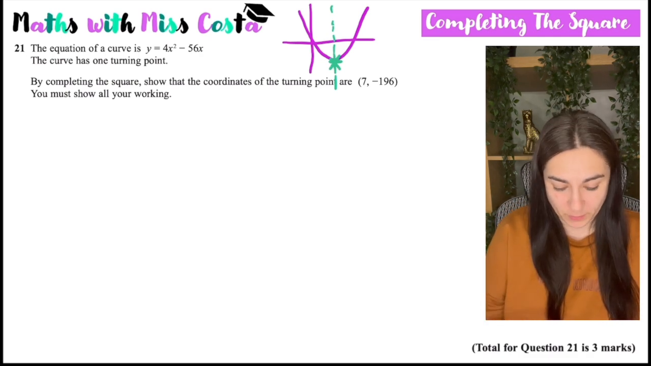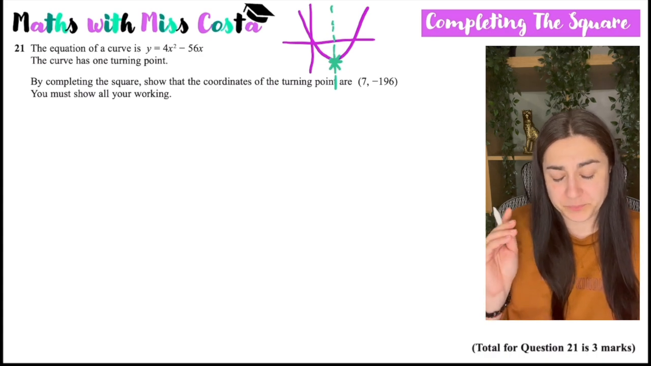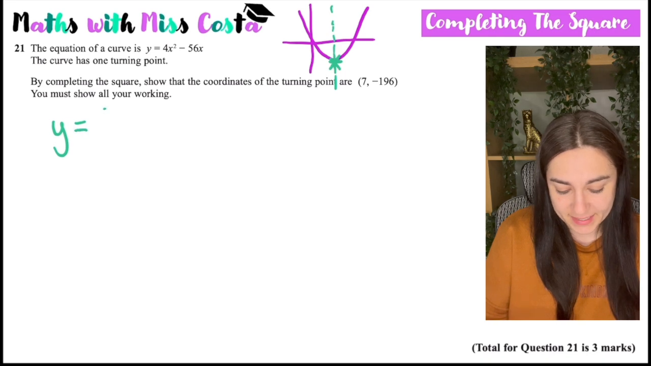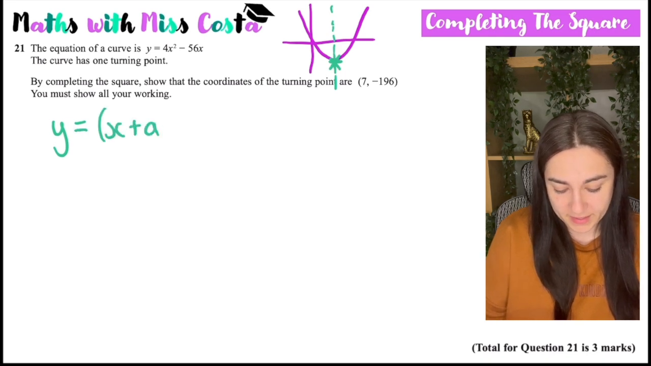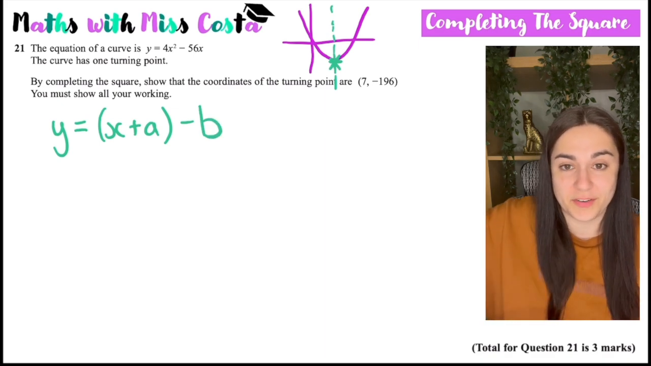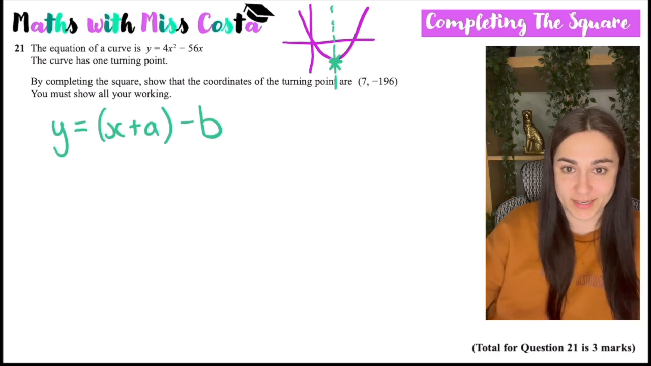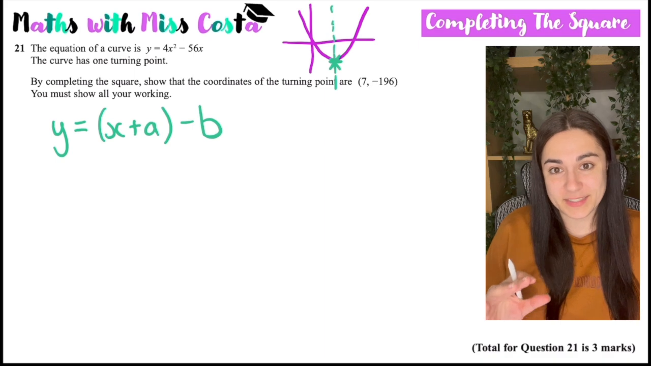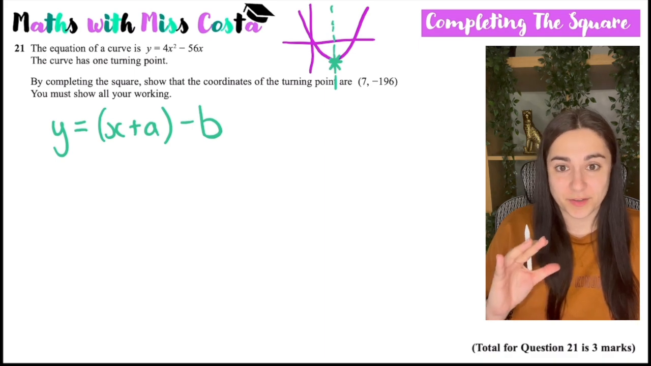And we can do something with a quadratic, which is we can complete the square, and anything that is in its completed square form would look something like this, where x plus a minus b. So you should be familiar with completing the square. If not, watch the video on completing the square and get up to scratch on that. So completing the square allows me to find the turning point of my graph.